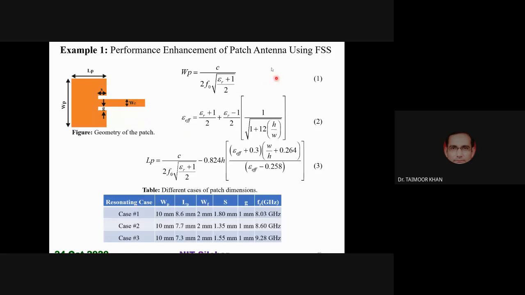This is the traditional mathematics for defining the length and width of the patch antenna in terms of frequency. Here three different antennas are designed, represented as case one, case two, case three. By changing the dimensions, you get different resonances. Case one is resonating at 5.81303 gigahertz, case two at 1.6 gigahertz, and case three at 9.28 gigahertz. These three cases are used just for comparison, nothing more than that.